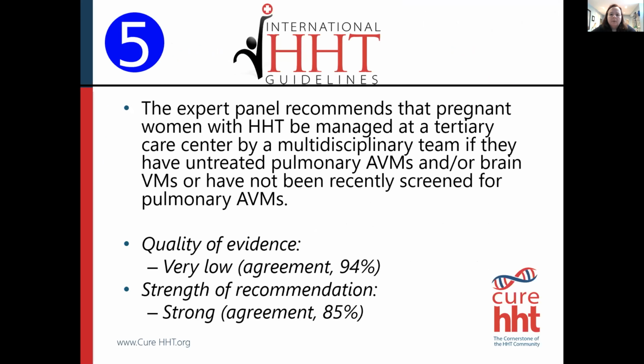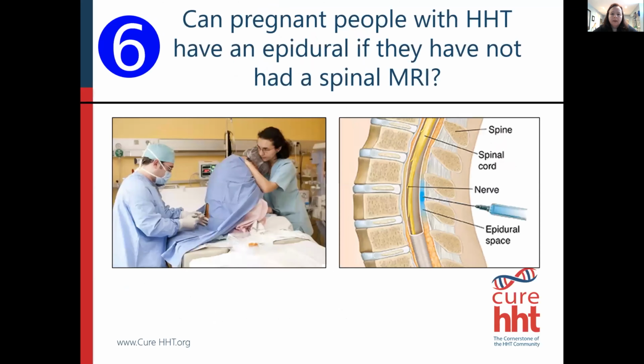So our expert panel recommends that pregnant women with HHT be managed at a tertiary care center by a multidisciplinary team if they have untreated pulmonary AVMs and/or brain vascular malformations that have not been recently screened or treated. So that's kind of a long way to say, if you haven't been tested for pulmonary AVMs, this is the time we really need to do it. And until we have those results, we have to assume that this is a much higher risk pregnancy. And once we get the results, we'll be able to quantify that risk for you.